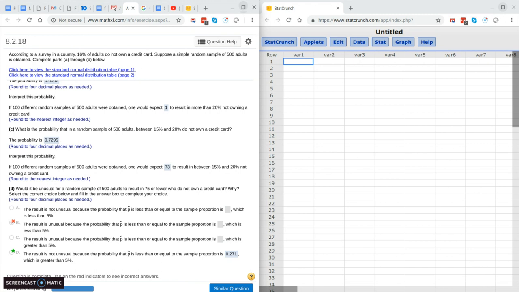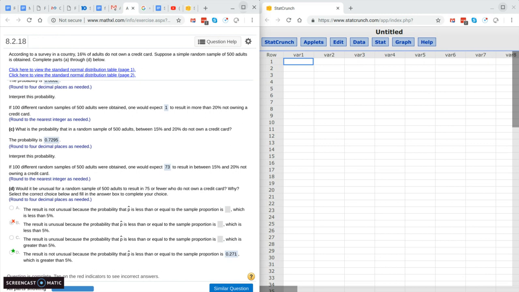So this is what can happen, right? Even though the population proportion is 16%, you can get a sampling of 500 people and get an unusually low number of adults that do not own a credit card, or an unusually high proportion of adults that have a credit card. And one of the things that we're going to do in this class is more rigorously define what is an unusual sample.